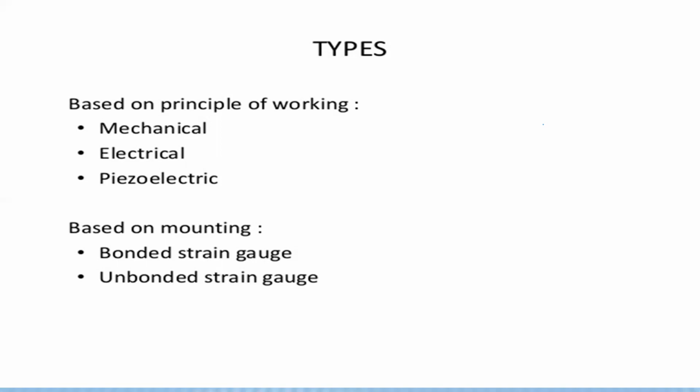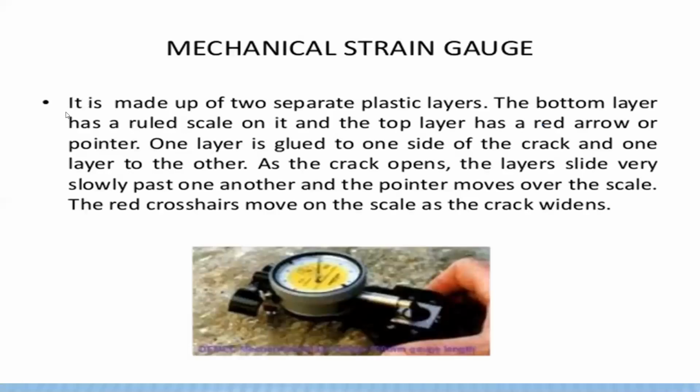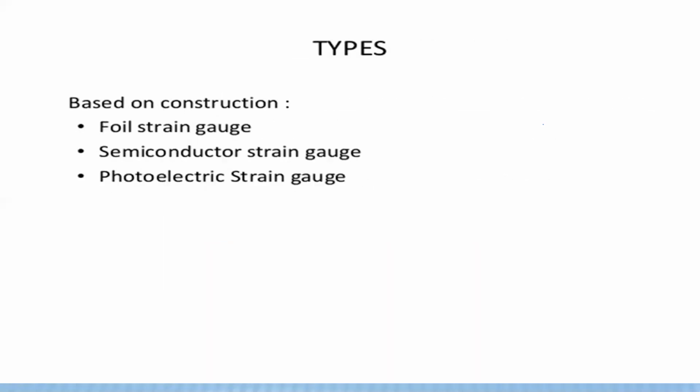Based upon the working principle, the types of strain gauges are mechanical strain gauges, electrical strain gauges, and piezoelectric strain gauges. Based upon the mounting, bonded strain gauge and unbonded strain gauge. Based upon the construction, foil strain gauge, semiconductor strain gauge, and photoelectric strain gauge. These are the different types of strain gauges.